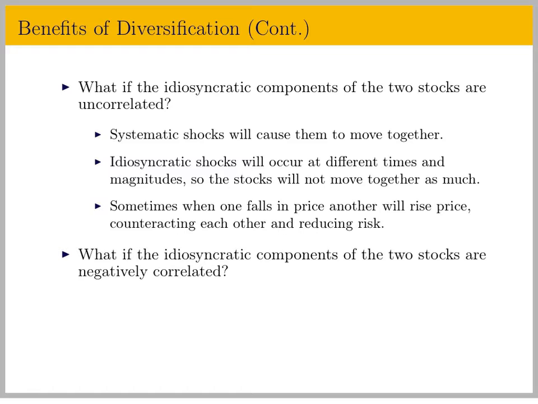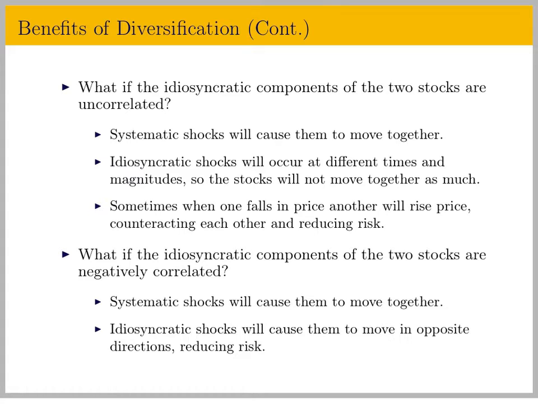And then finally, what if the idiosyncratic components of the two shocks are negatively correlated, that is, perfectly negatively correlated? Well, we know that the systematic shocks are still going to cause them to move together identically. So that portion of the risk is going to be perfectly correlated. But the idiosyncratic shocks are going to cause them to move in opposite directions, so that when one price rises, the other price will fall due to the idiosyncratic shock, and the reverse. And so that's going to reduce the overall risk of the portfolio.